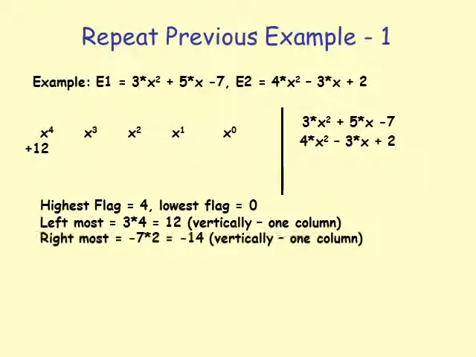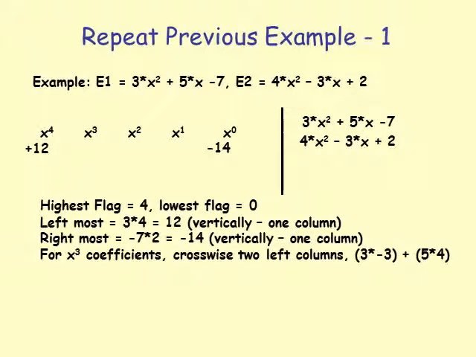Okay, let's continue here. The plus 12. Now we will do the rightmost here. Rightmost comes from minus 7 times 2, which is minus 14. It's vertically, and only one column is used. This column here is being used vertically. So we got a minus 14 under the constant term here.